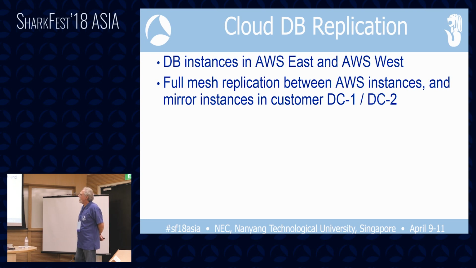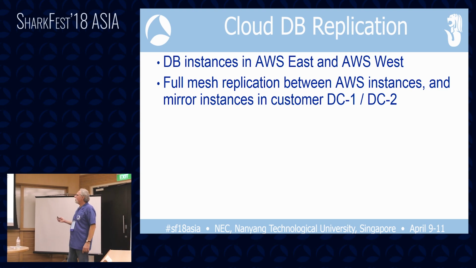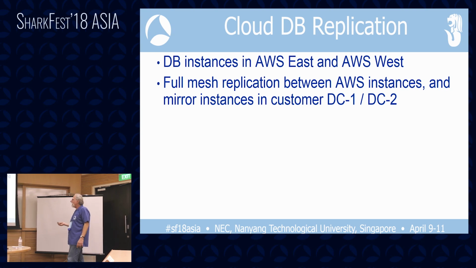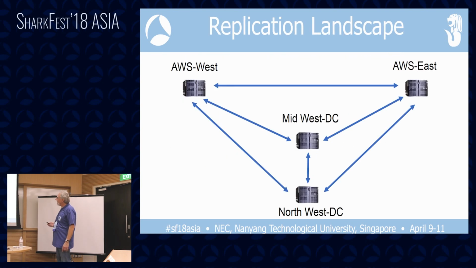So this was an issue with cloud database replication. This was a cloud-first customer that put its databases in the cloud and somewhere in the on-prem data center, and they have to replicate between the various databases. And it's a full mesh replication between Amazon East and West, as well as two data centers. And it looks a little bit like this.